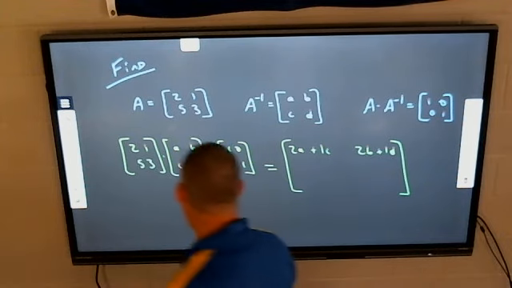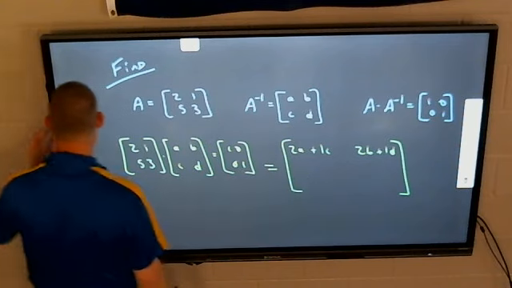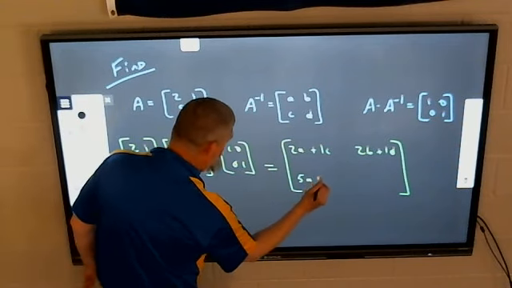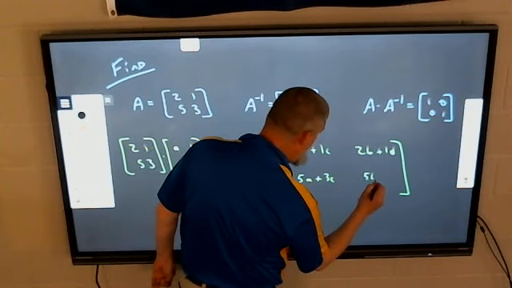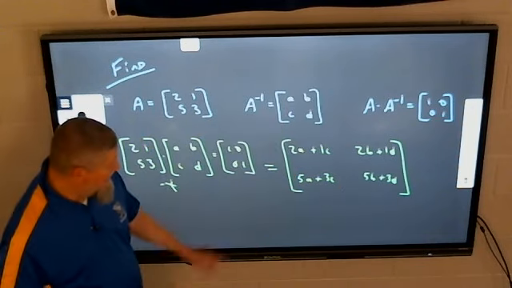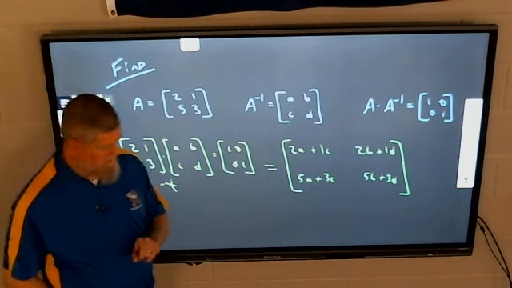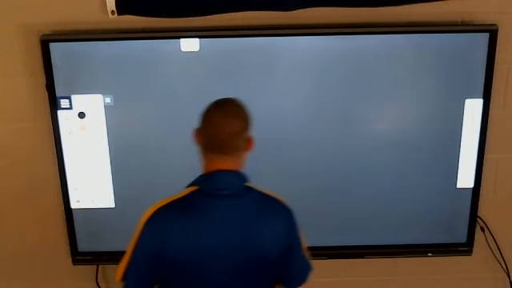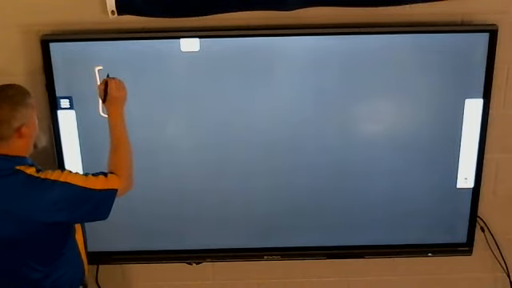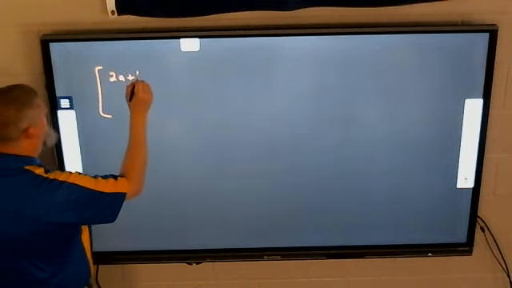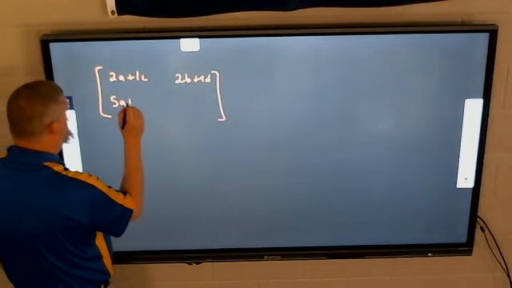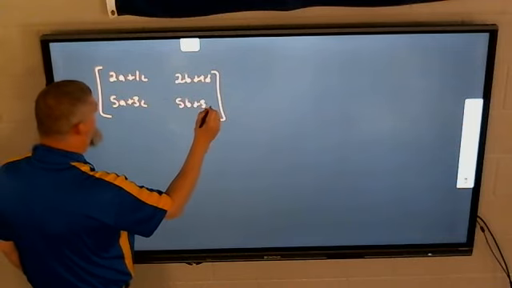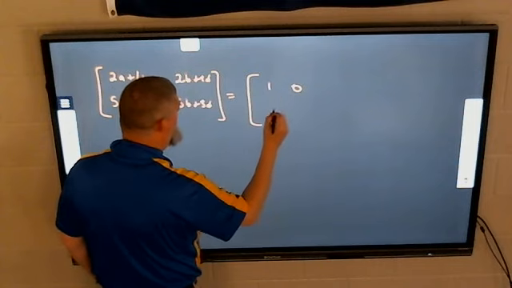All right, so what's my bottom row? 5A plus 3C, thank you, and 5B plus 3D. Now remember, that equals 1, 0, 0, 1, right? Okay, so let's go to a new slide. One thing I don't like about this board is I can't just slide things up. So I have 2A plus 1C, 2B plus 1D, and that's going to equal 1, 0, 0, 1.